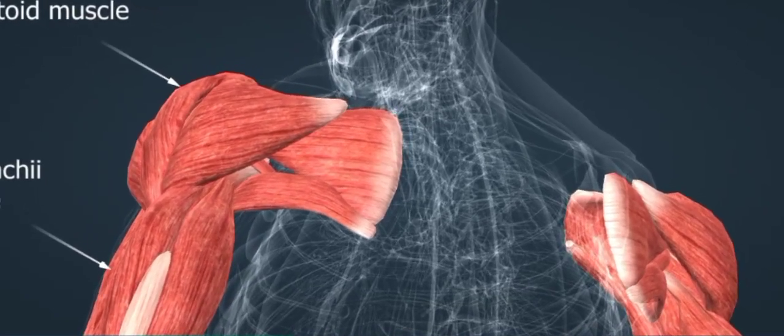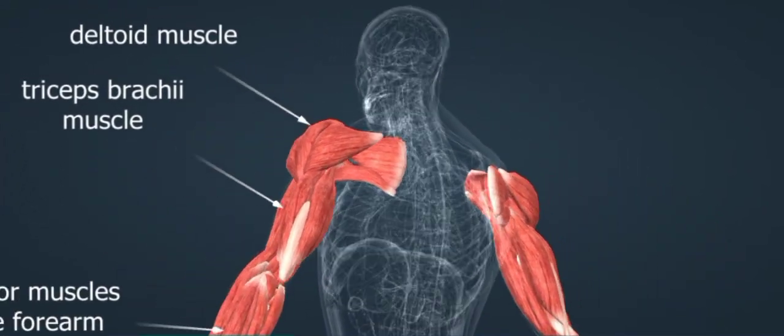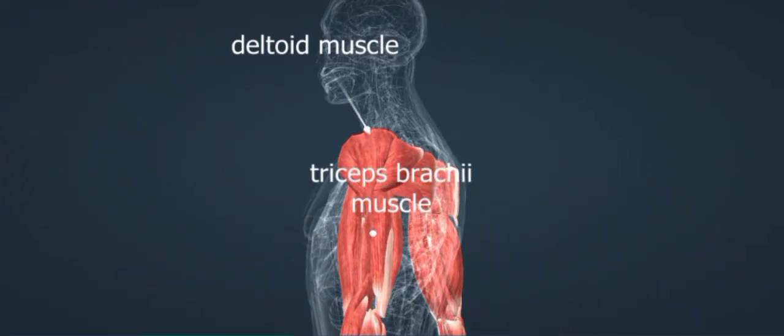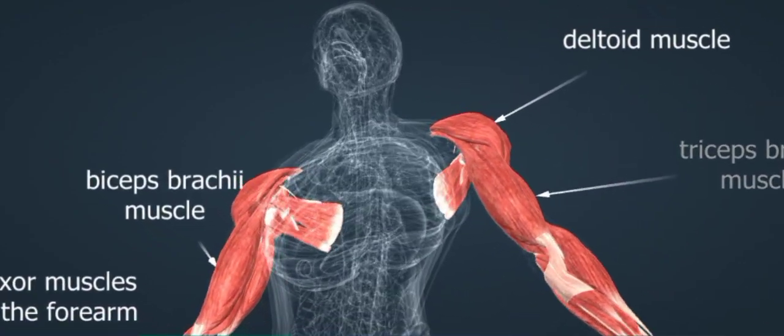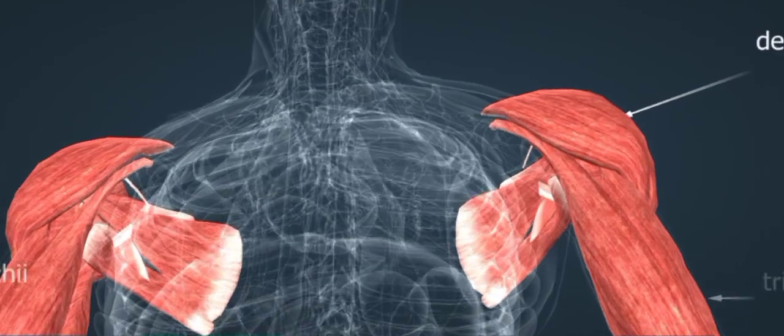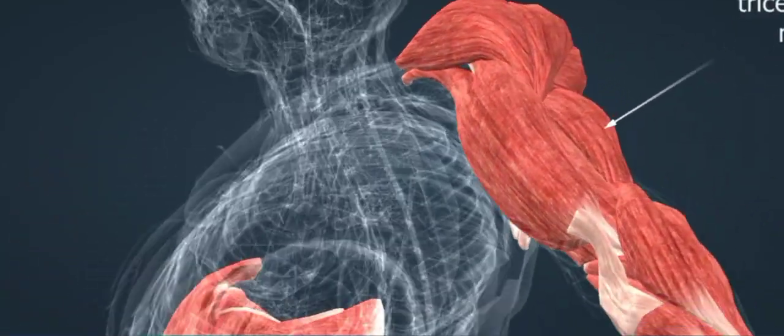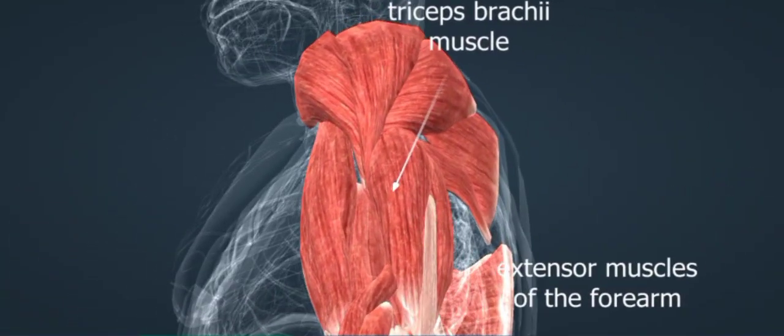2. Lateral head, located on the outer side of the arm. This head primarily helps with elbow extension, especially during movements involving force. 3. Medial head, found on the inner side of the arm. It is responsible for more precise and controlled movements of elbow extension.